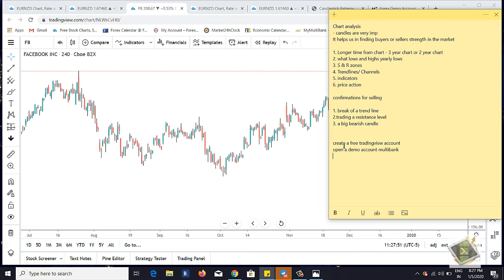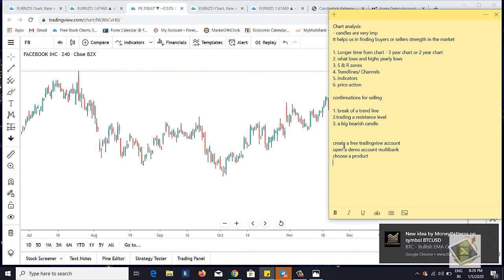Open a demo account. The third thing is to choose a product. Let's suppose if you want to trade USD pairs, find any USD pair. If you want to trade a Euro pair or whatever, just choose a product. Once you have chosen the product, try to repeat all these steps.